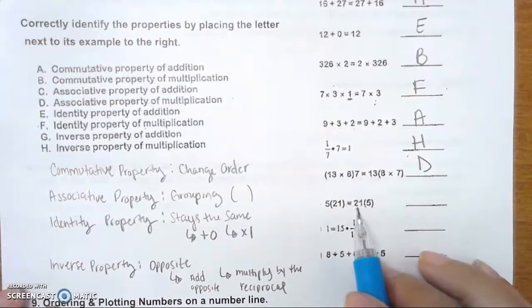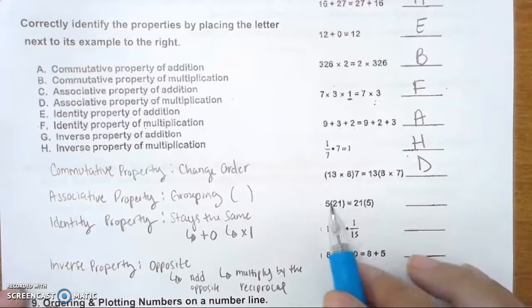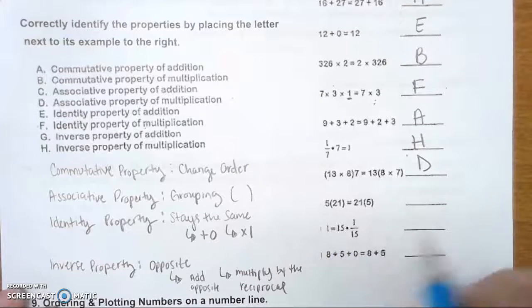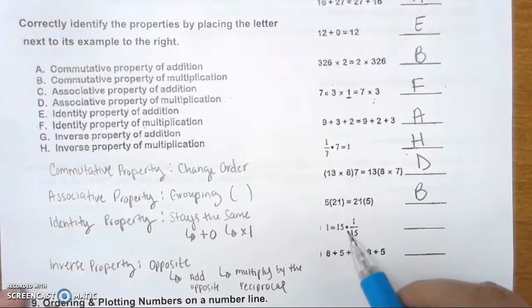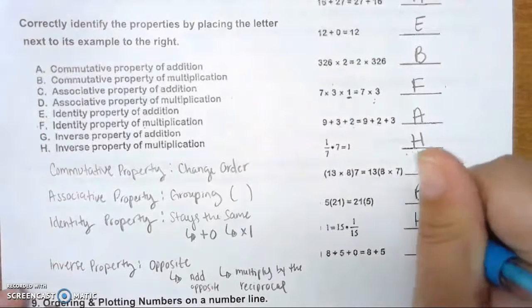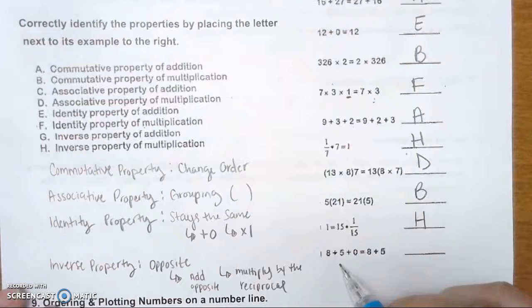5 times 21 equals 21 times 5. It just changed order. Commutative property of multiplication. 1 equals 15 times 1 over 15. That's multiplying by the reciprocal. That's the inverse of multiplication. And the last one, 8 plus 5 plus 0 equals 8 plus 5.